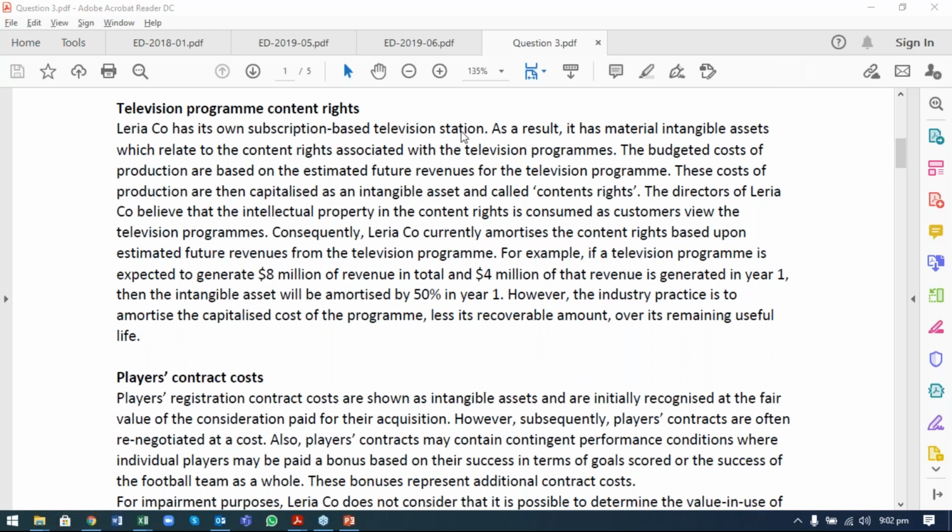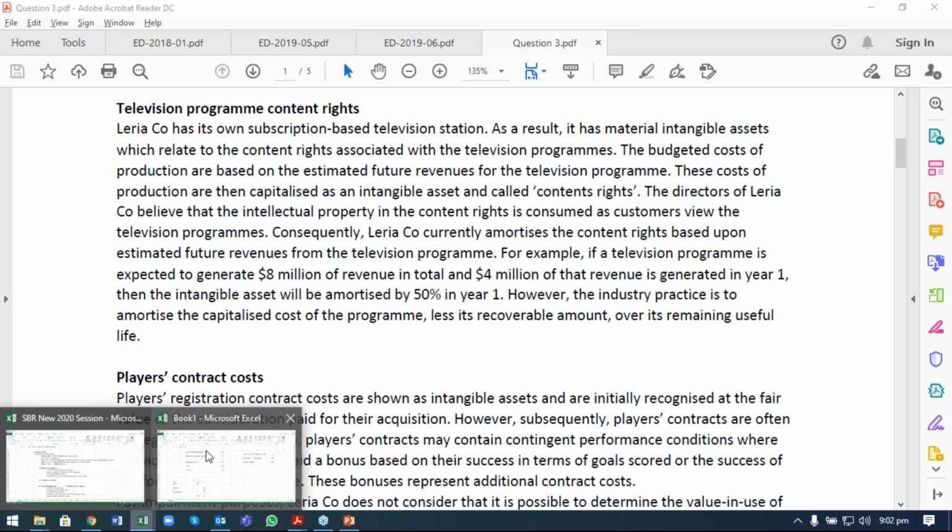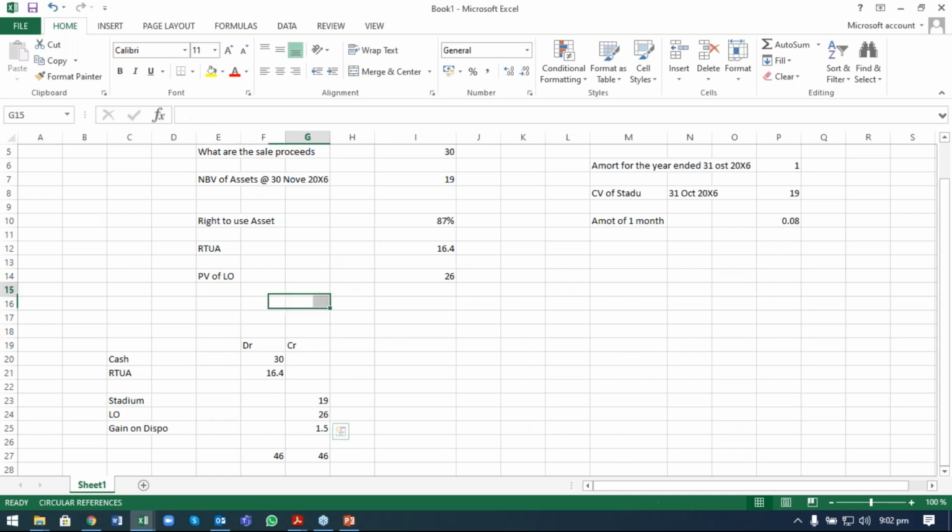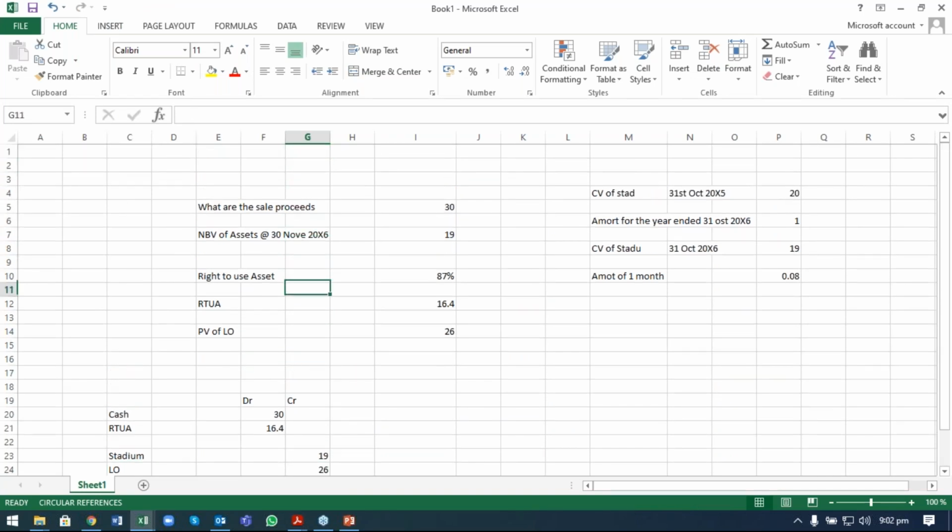Okay, let's go back. There is one question, F2, the right to use asset 87% calculation. This is the formula for the right to use asset, 87% calculation. I believe this is the formula. Is it clear to everyone?